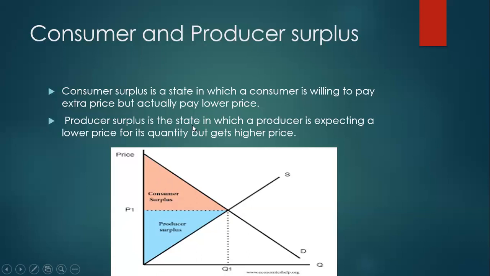Whereas producer surplus is a state when a producer is expecting a lower price for a product, but he gets a better price for the product. Producer surplus is a state in which the producer is expecting a lower price for its quantity but gets a higher price. And in this case, the supply will be higher, and the price will also get higher.